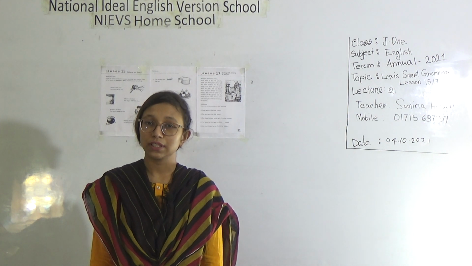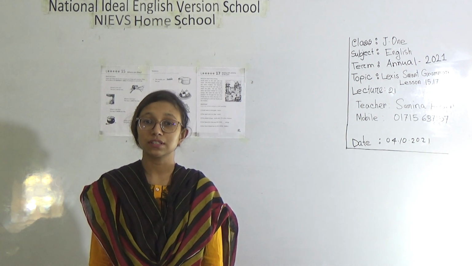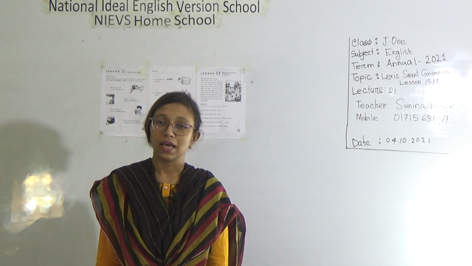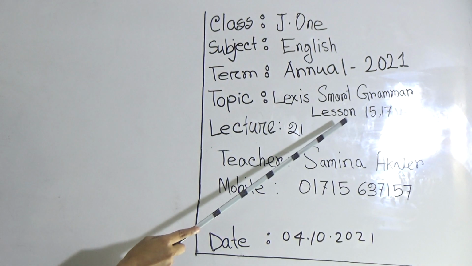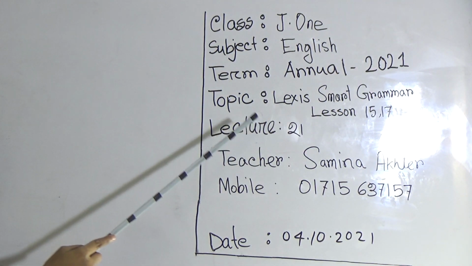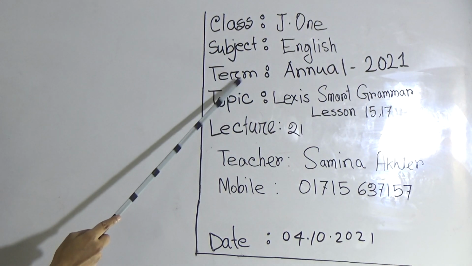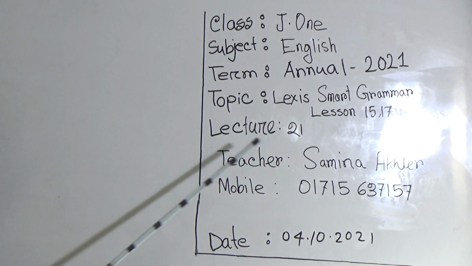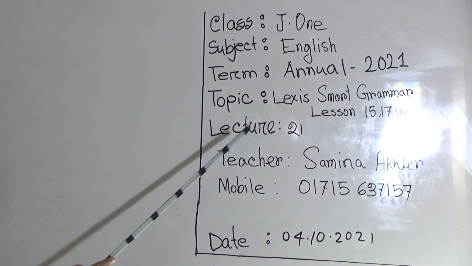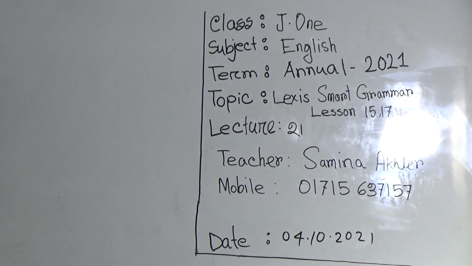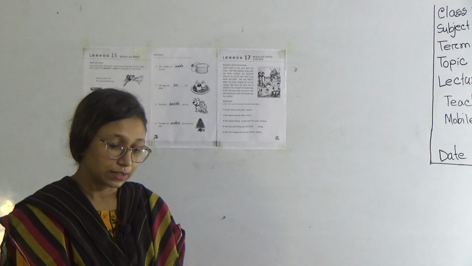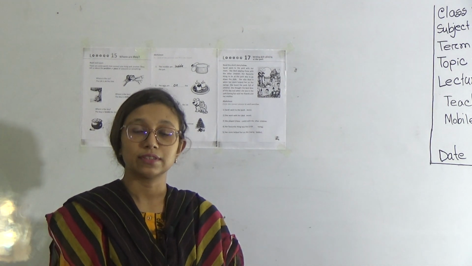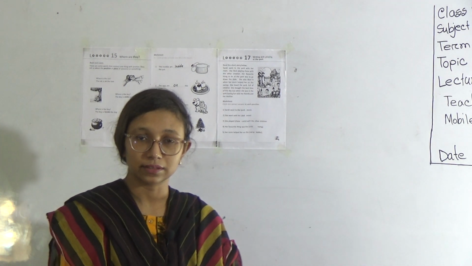Today I'm going to take an English class for the students of Junior 1 and the topic is Lexis Smart Grammar Book Lesson 15 and 17. This topic is from your annual term and this is lecture number 21. So students, today we are going to read chapter 15 and 17 from your Lexis Smart Grammar book.